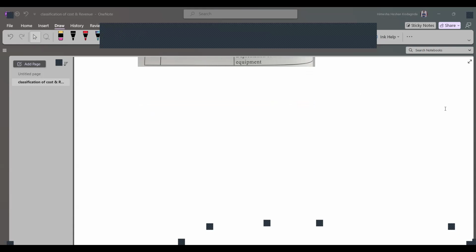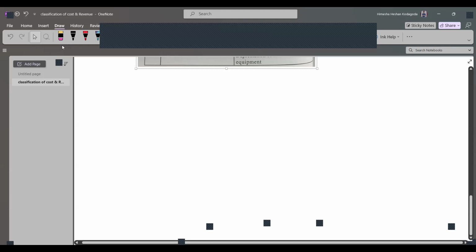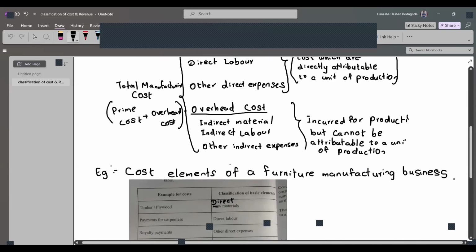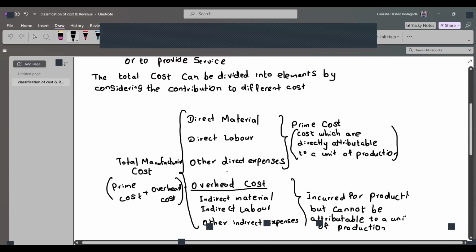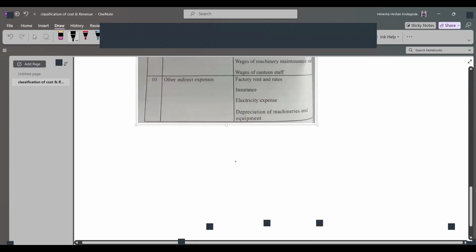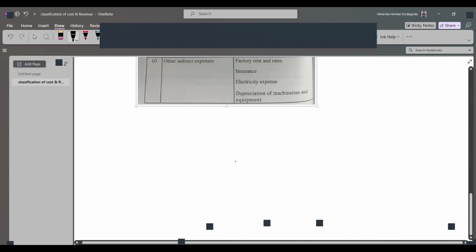Right, so just write these things. You can write prime cost means... no, we already wrote prime cost. No need to write these things. What I want to tell you about this one is a special note. Write a special note.